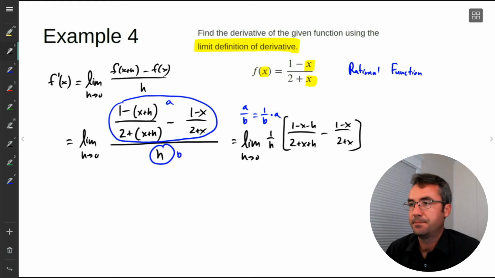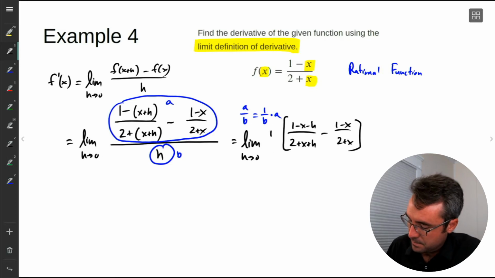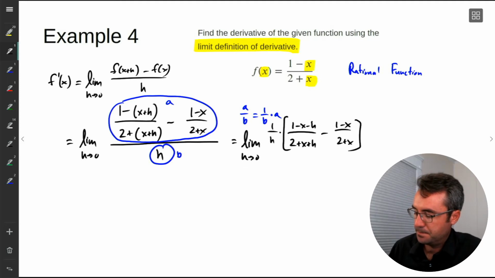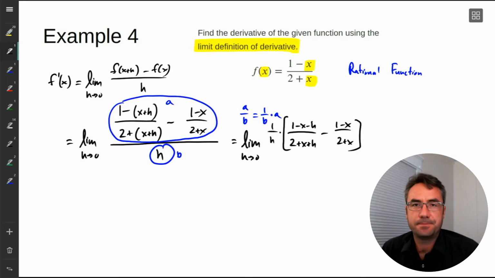There we go. A little bit easier to read.